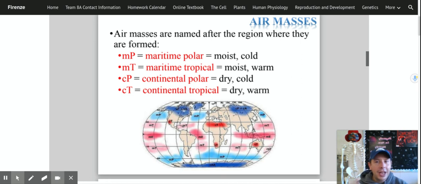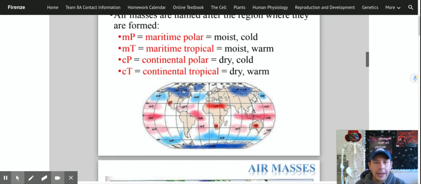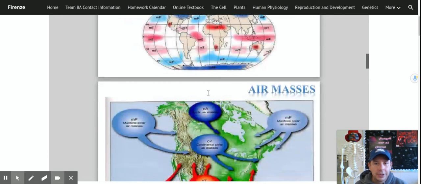Now, this is not something you necessarily have to memorize. What you just have to do is piece the words together. Just remember, maritime means moist or wet air. Continental means dry. Okay? Polar means cold. Tropical means warm. So no matter how I put the words together in whatever combination, you should be able to know what kind of weather is associated with that air mass or that air bubble as it travels over you. Okay? All right. So let's take a look. This is what I mean.